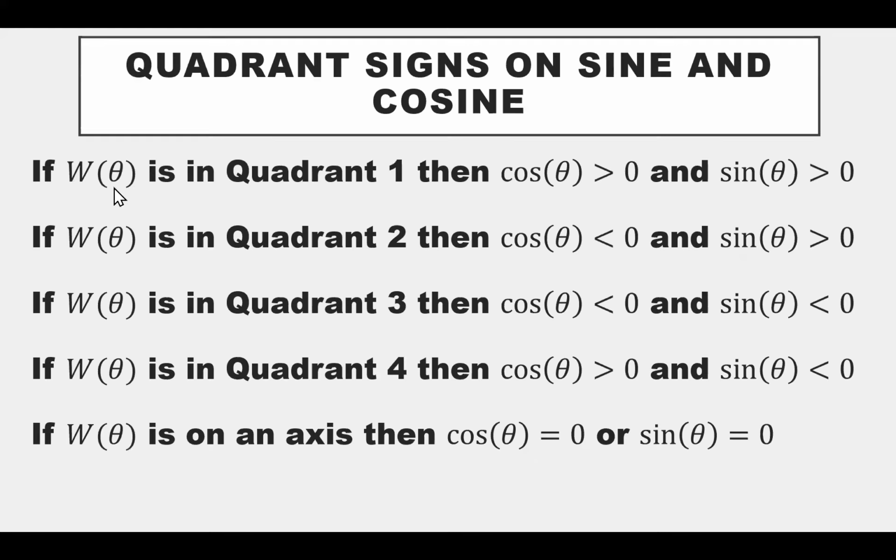So if the output angle has a terminal side that is in quadrant 1, then the sine and cosine of that angle are going to both be positive. If the terminal side of an angle is in quadrant 2, then the cosine is going to be a negative number and sine is going to be positive. Quadrant 3, cosine and sine are both going to be negative. Quadrant 4, cosine will be positive, sine will be negative. And then we saw earlier what happens when the terminal side lands on an axis. Then either the cosine or the sine is going to be 0.